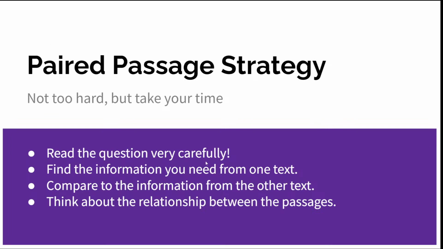So real easy peasy. Strategy for these. Very simple strategies that I want you to think about. First of all, make sure you read the question carefully. The biggest mistake I see with these questions is people go too fast on the question and they don't properly analyze it. They get it backwards, so you can make mistakes if you don't pay close attention to the question. So make sure you take your time, read that question, understand which text you are focusing on, and which order you need to do that. Find the information you need from one text and compare it to the information from the other. And the order you do that will depend on the question.